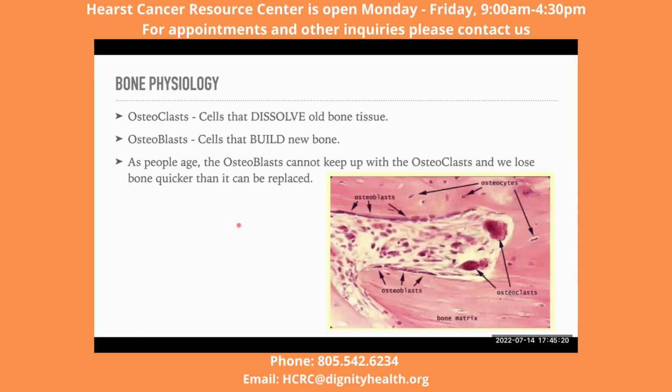So there are two types of specialized cells that help with this remodeling process. These are the osteoclasts. And you can see here in this microscopic photo of the bone, these osteoclasts are the large purple cells at the front of the bone.